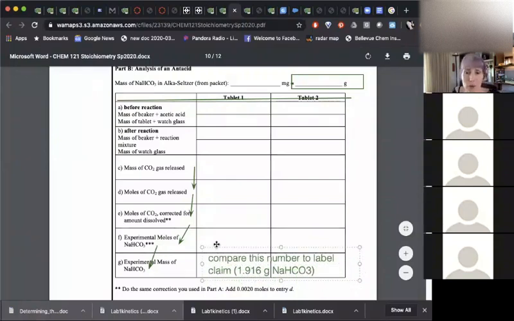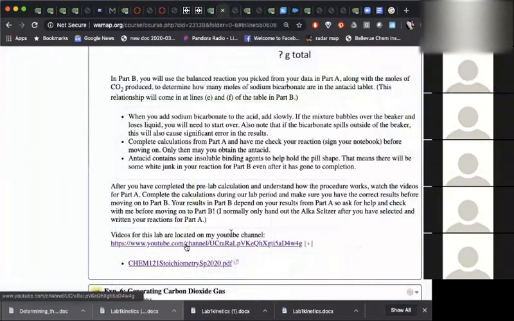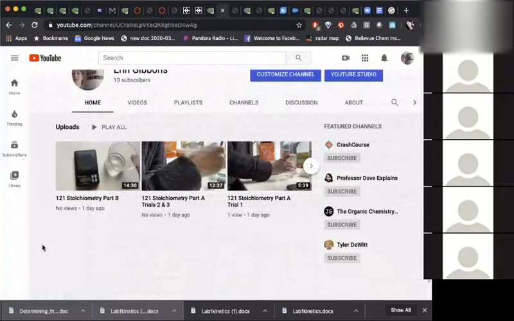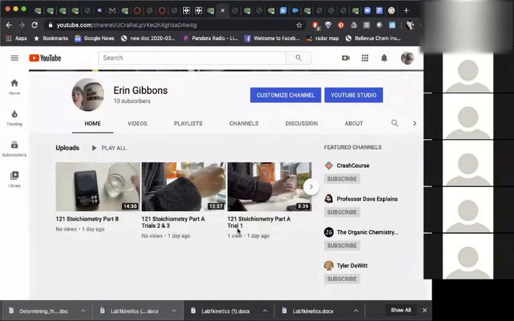So it's different. Part A and B are different. In part A, we're going to find that relationship. In part B, we're going to use that relationship to calculate how much bicarbonate was in that tablet. So this is where the videos are located. I'll go ahead and click to there. So here we are, Stoichiometry Part A, Trial 1. So you should have your data tables laid out and ready to take data, because I say it verbally what those masses are.